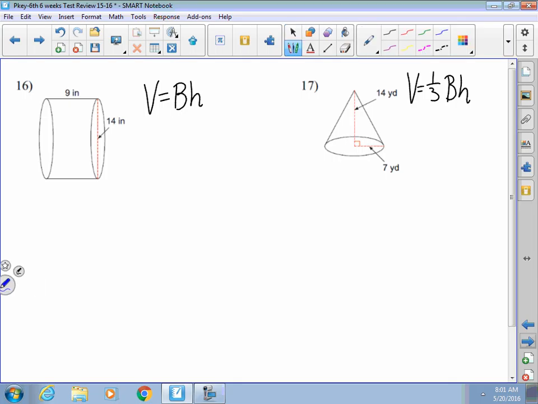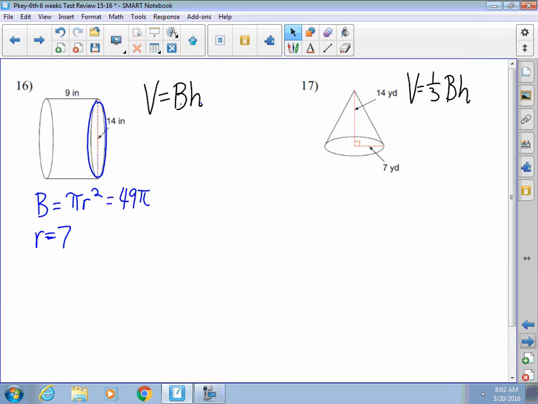Again, volume is for a prism or a cylinder, B times H, the area of the base times the height. Well, what shape is our base in a cylinder? Circle. So how do I find the area of a circle? If you don't know, go to your formula chart, look at circle, read it. It would say pi r squared. So we need the radius. Is this 14 the radius? No. The radius is 7. It's half that 14. That 14 is the diameter. So all I'm really doing is saying 7 squared times pi. So yes, we have 49 pi.